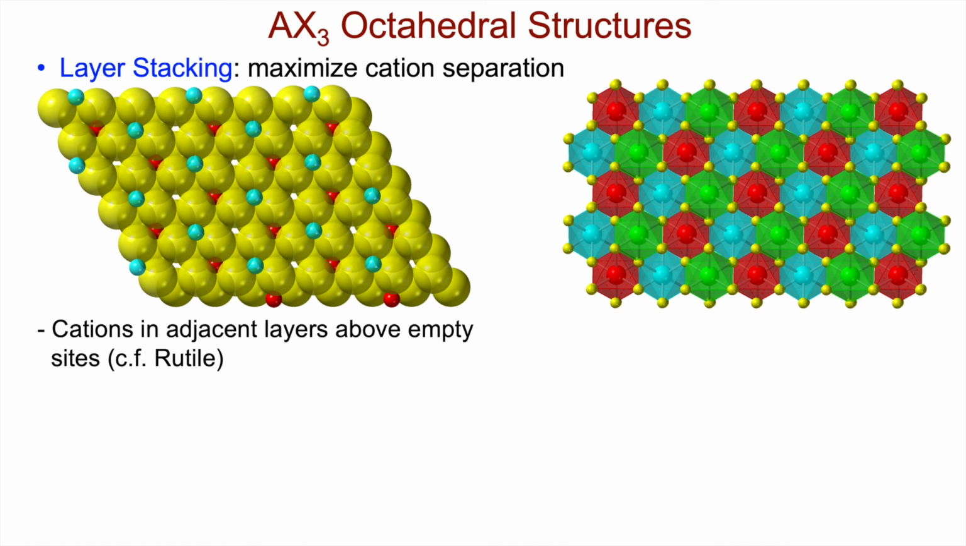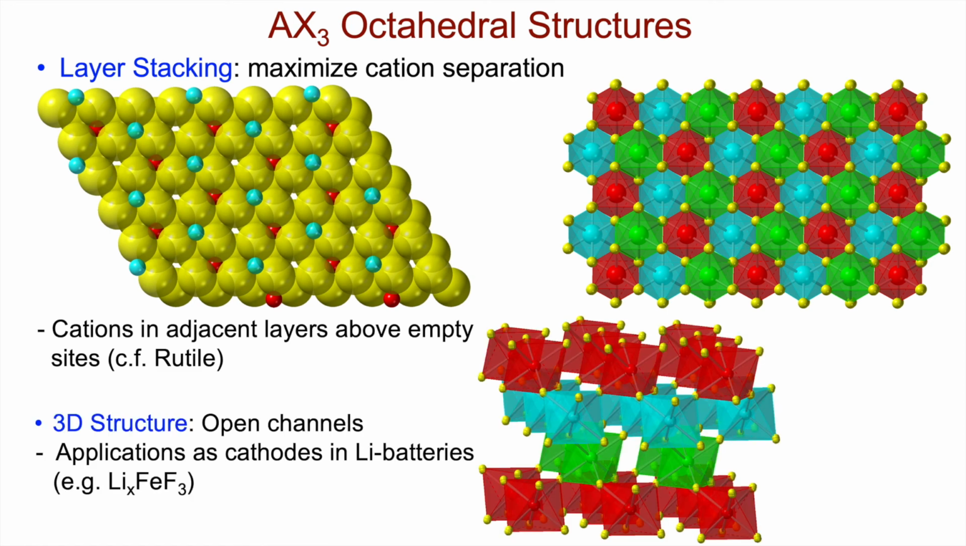So here's the third layer, again shifting over so the third layer cations sit above the open sites in the second, etc. Here's then the view of the structure looking at the layers edge on. And we can see in the 3D structure again there's some open channels. And again this particular structure has been examined to see if it has applications as a potential cathode in lithium batteries, with lithium going into those open voids and reducing the ion from iron 3+ to iron 2+ to charge balance.